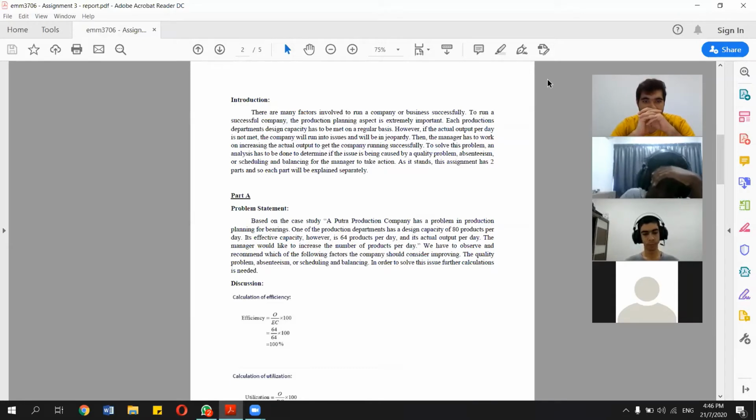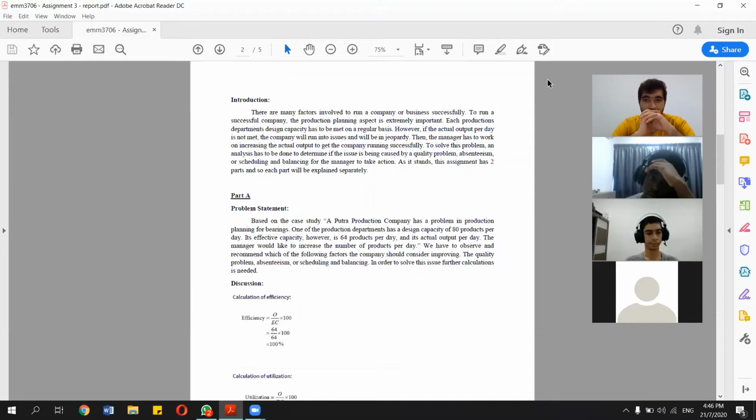So as we know, there are many factors on how to run a company or business successfully, and the production planning aspect is extremely important. So the design capacity of each department has to be met on a regular basis. However, if it's not met and the actual output is not met, the company will run into issues and will be in big trouble.